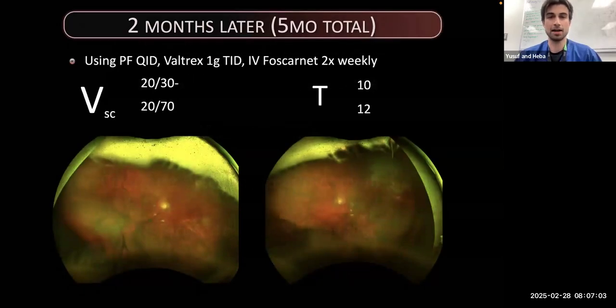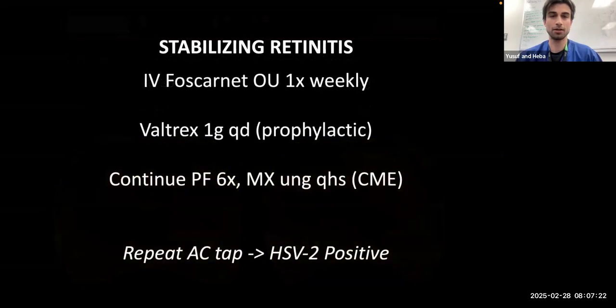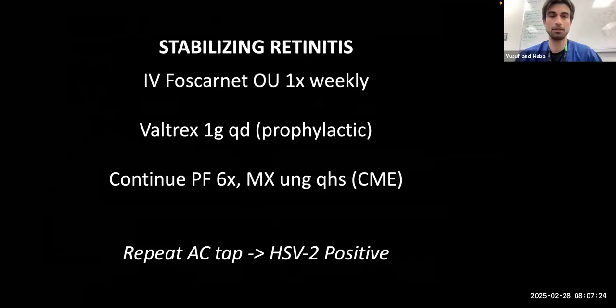2 months after this, the patient was on the intravitreal foscarnet injections 2 times a week, and there was a little bit of an improvement, but maybe not 100% what we'd expect. But we are still comfortable, not necessarily completely happy, but the retinitis was at least not getting worse. So the interval of the foscarnet was dropped down to once a week. Valtrex was also dropped down to the prophylactic dose, and a repeat AC tap was done, which was actually positive for HSV2 on the PCR. So we thought we had our diagnosis of a viral acute retinal necrosis at this point.